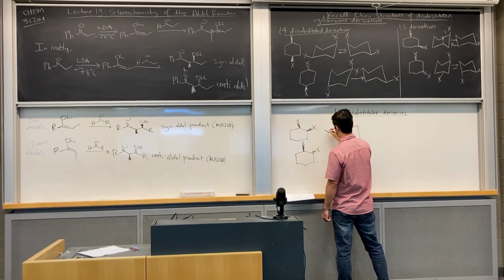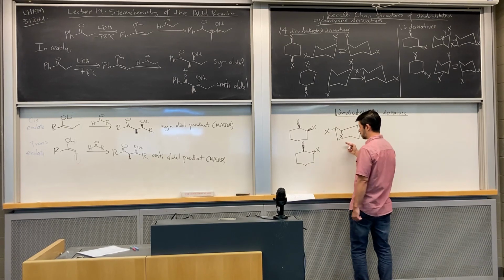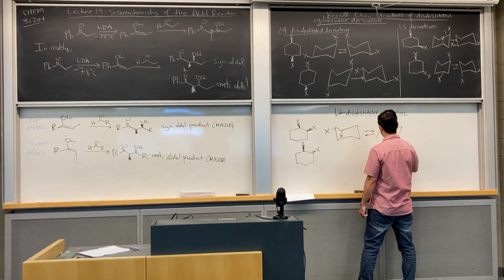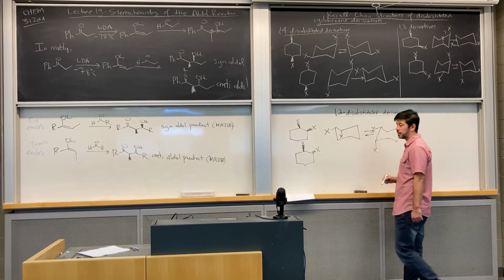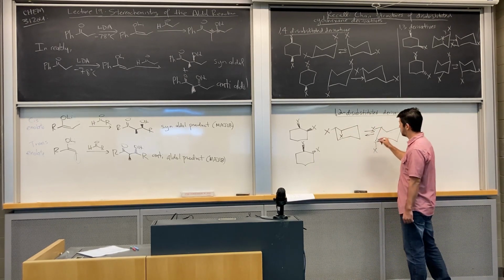So that's one structure. And if this flips, you're going to have your axial flipping to equatorial and equatorial flipping to axial. Relative distribution for both of these are the same.